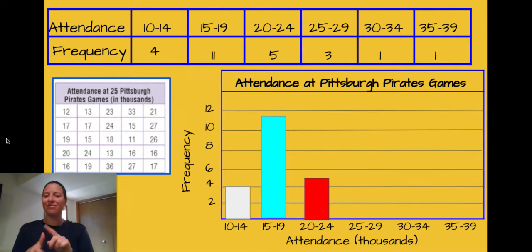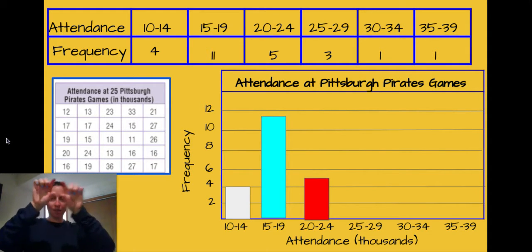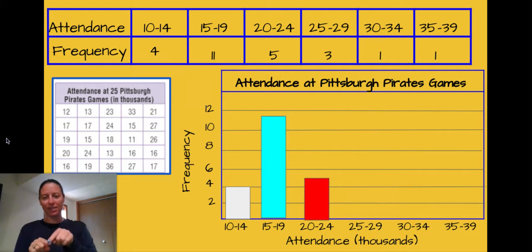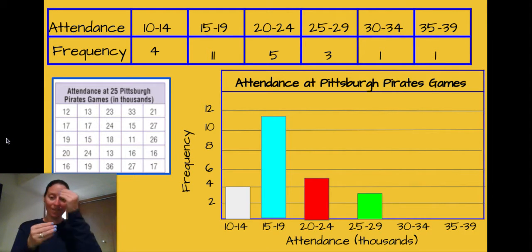And then it says attendance at the Pittsburgh Pirate Games. You're going to do for the y-axis 2, 4, 6, 8, 10, 12. And that will be your frequency. On the x-axis, you'll do your intervals, which is the 10 to 14, 15 to 19, 20 to 24, 25 to 29, 30 to 34, 35 to 39, and that will be labeled attendance, and your unit is thousands. Then you use the information you gathered from the attendance grid and make your histogram.